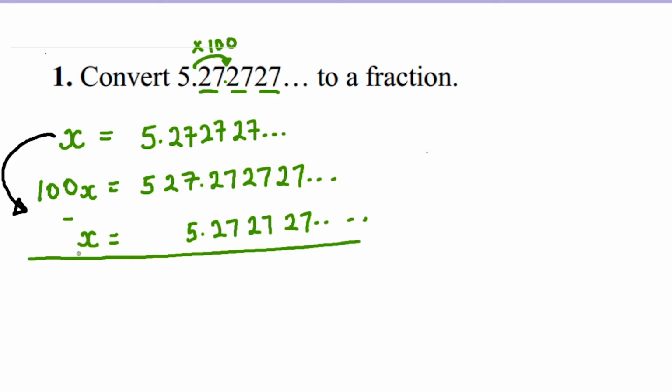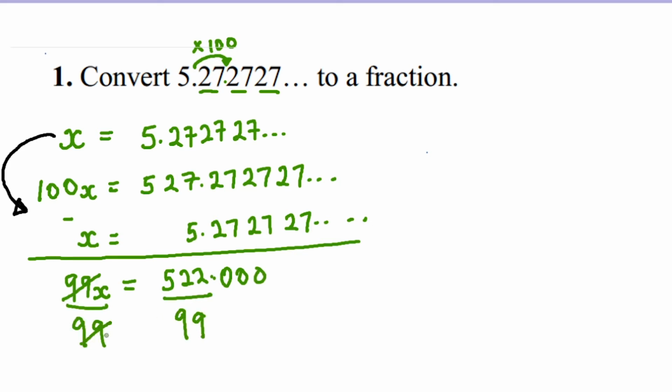When we subtract those two, 100x minus x gives us 99x, and 527 minus 5 gives us 522. Of course, when you subtract the recurring parts, it's going to be 0, 0, and so on. So we divide both sides by 99, and we end up with x as 522 divided by 99.